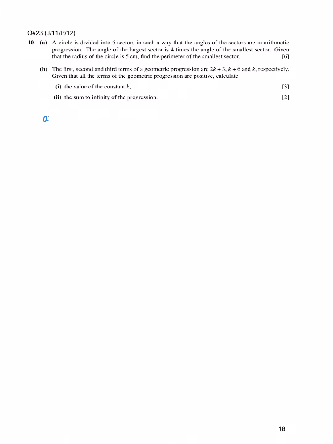So for part A, the value of n is 6 because it's divided into 6 sectors, and it says the angle of the largest is 4 times the angle of the smallest sector. So let's suppose theta smallest is equal to x. That means theta largest is equal to 4x. Now if you consider a circle, the sum of the angles is equal to 360 degrees.